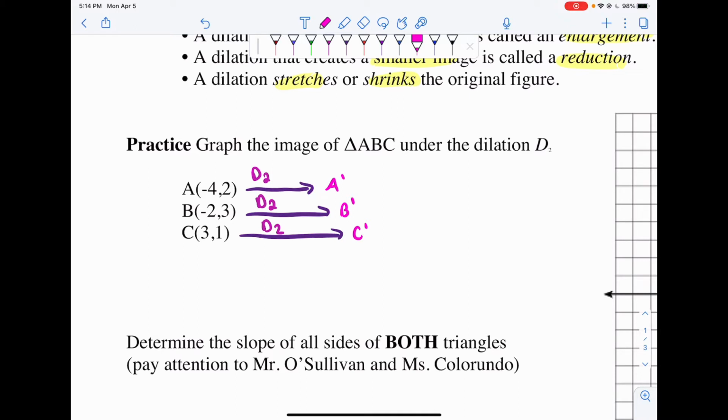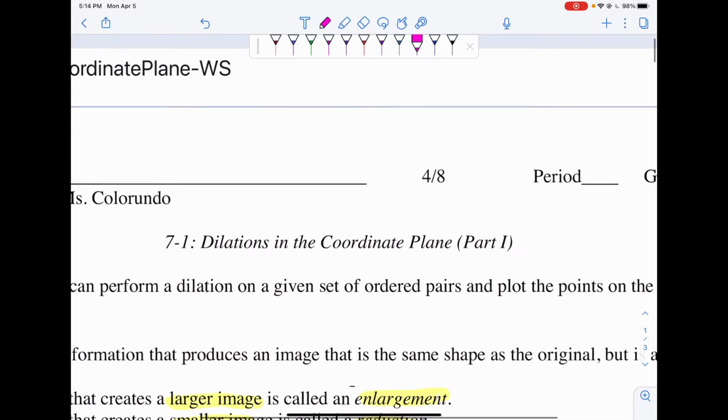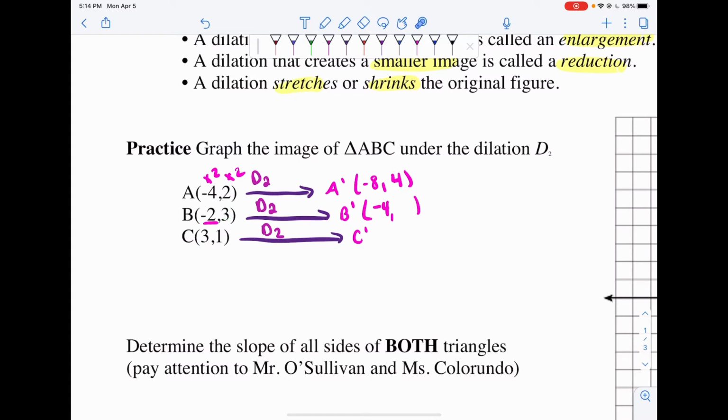So when I look at this and I multiply -4 by 2, I get -8. What's 2 times 2? It's 4. So I'm basically just multiplying by 2, multiplying by 2. Now when I do B prime, I do -2 times 2, which is -4. And then I do 3 times 2, which is a 6. So I now have the point -4, 6. And then I need to do C prime. So I'm going to multiply 3 and 1 by 2, and I get 6 and 2.